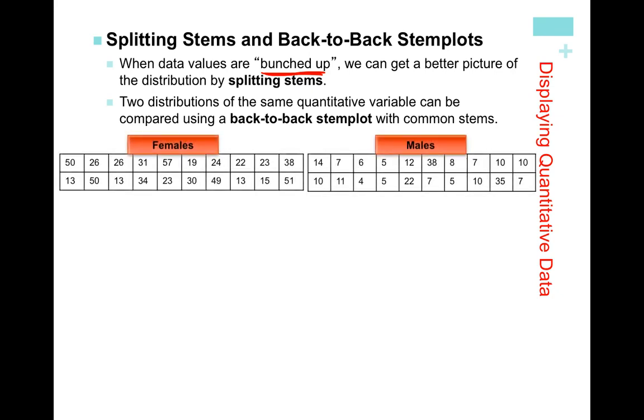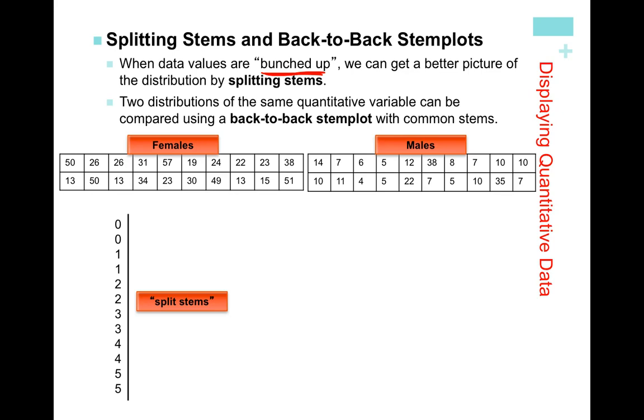So here we've got females and males. The female data is the same as it was on the previous slide. And then here's the pairs of shoes for males. So if we want to look at the males and split stems, and maybe this is useful because a lot of the males have less than 10 pairs of shoes, so they're all kind of bunched up together in that category.